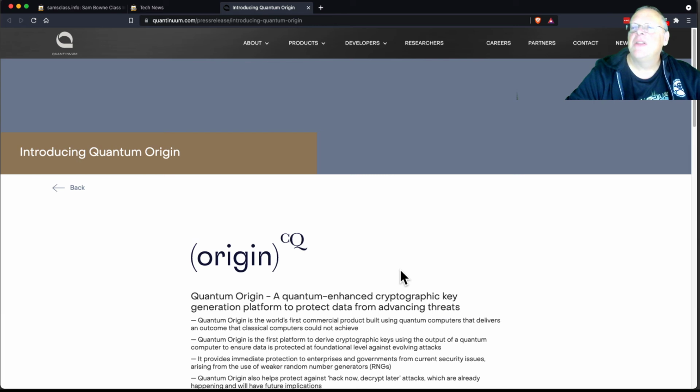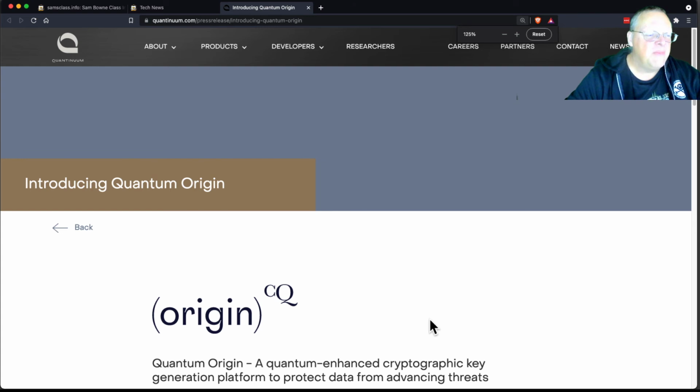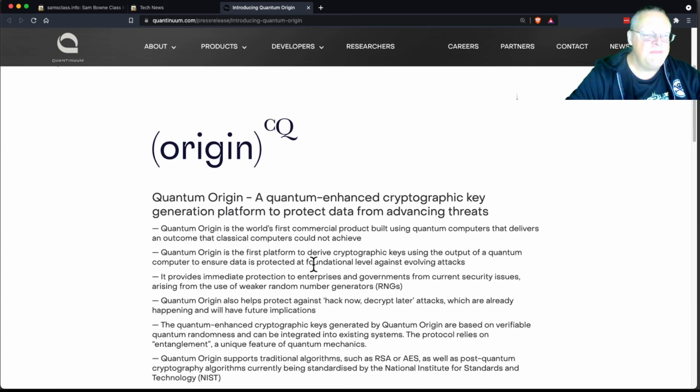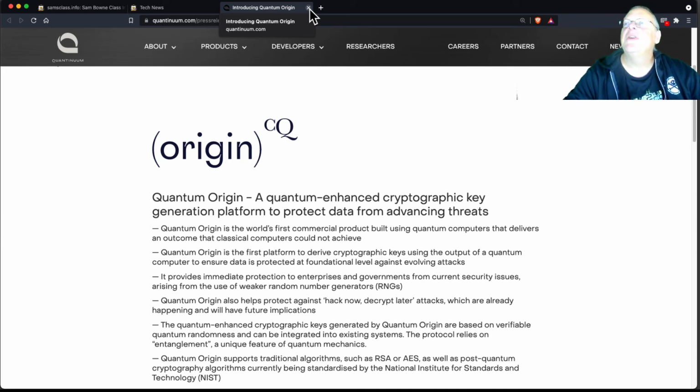And there's now like the first commercial quantum computing services out there. I don't know why you would need this. It's just a random number generator, apparently. But anyway, you can use Quantum Origin. It claims to use quantum computing to generate random numbers. So I'm not sure what exactly the point of it is, but it is the first product that supposedly is running quantum computing.